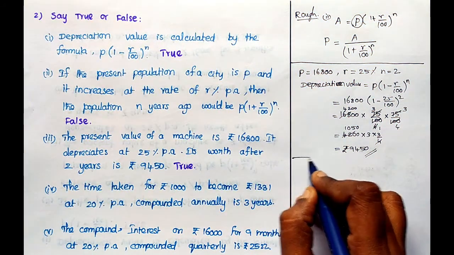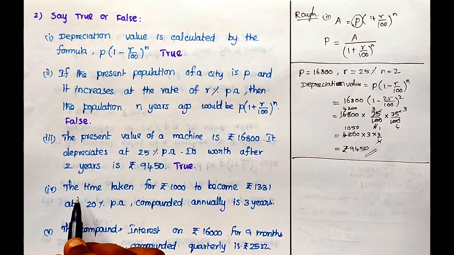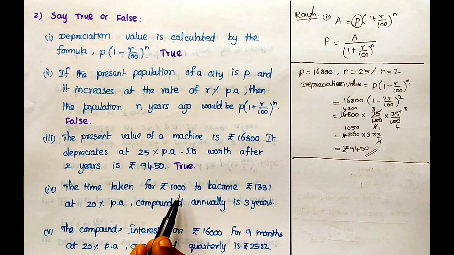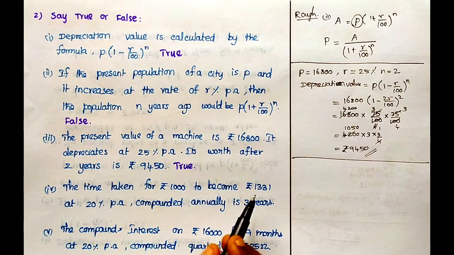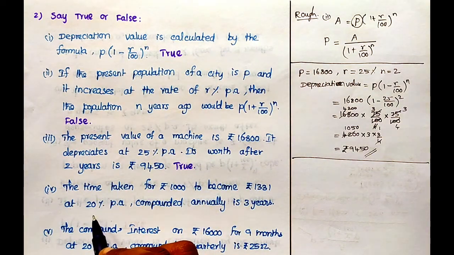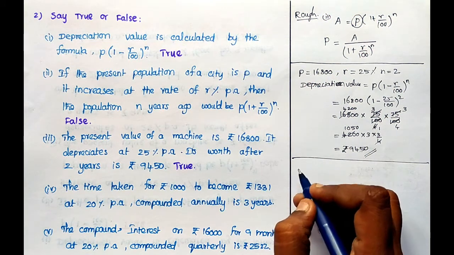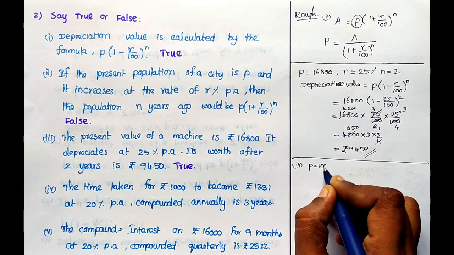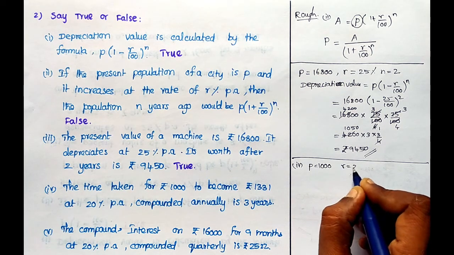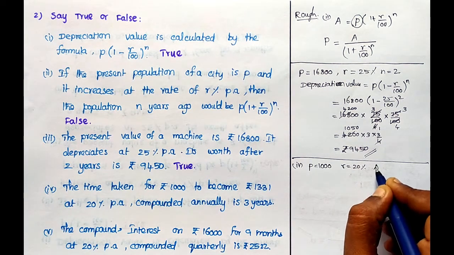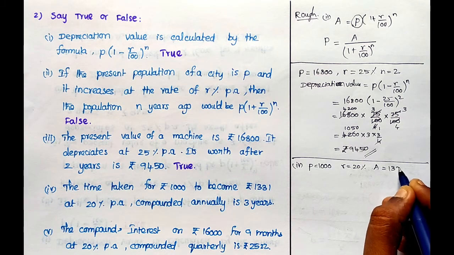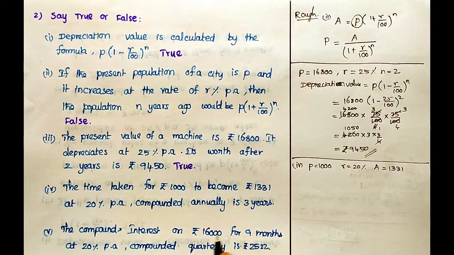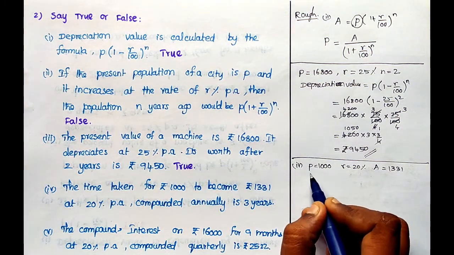Next one. The time taken for 1000 rupees to become 1331 at the rate of 20% per annum compounded annually is 3 years. Listen here. P equal to 1000, R equal to 20%, and the amount they have given is 1331. We have to find out N.